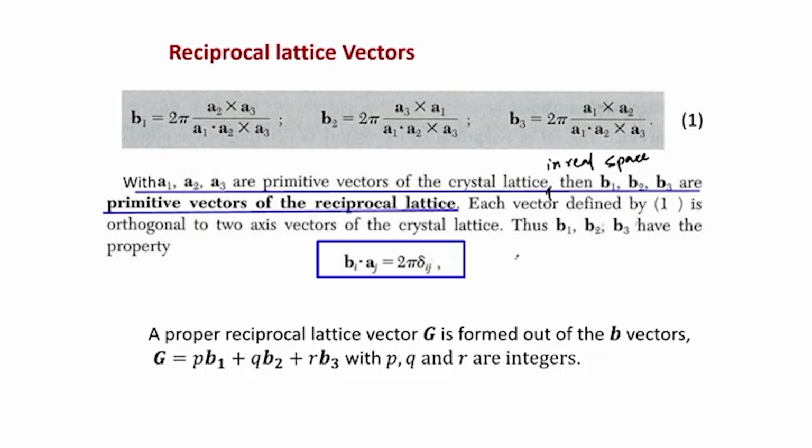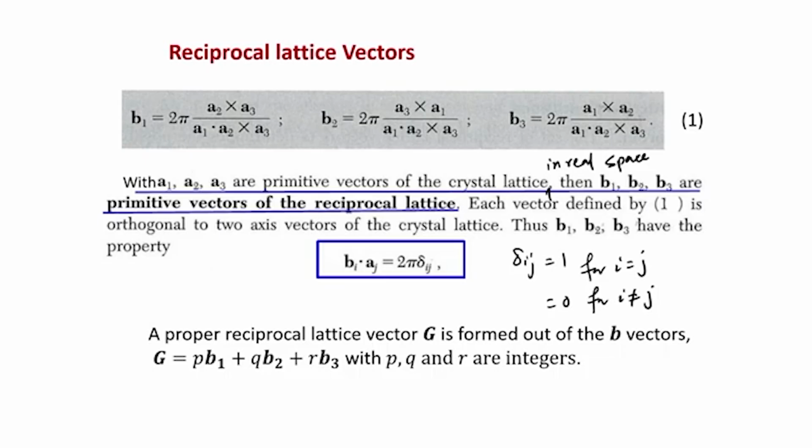What it means is that this delta ij is called a Kronecker delta, which is equal to 1 for i equal to j and is equal to 0 for i not equal to j, which means that Bi dot Ai would be 2 pi, or B1 dot A1 would be 2 pi, and so on. B2 dot A2 will be 2 pi. If you take the dot product or the inner product of B1 and A2, that would be 0. That is according to this definition.